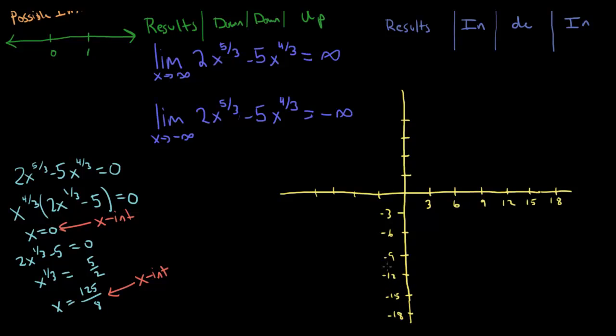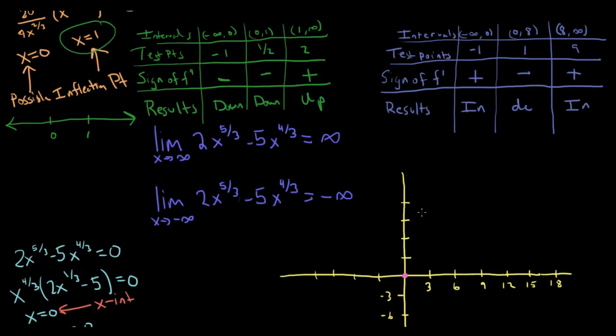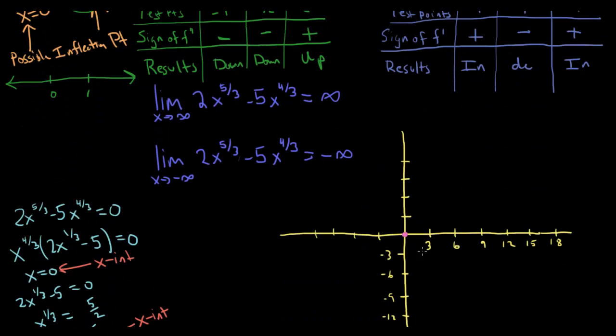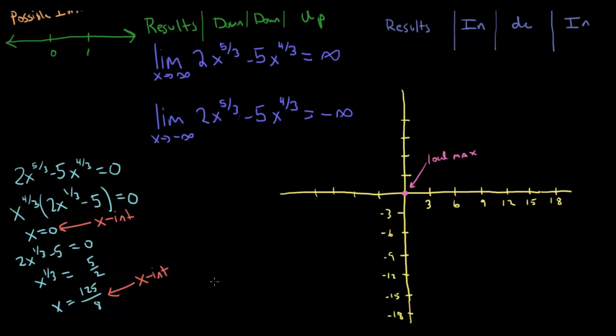Now let's start plotting these points that we know about. We know that we have a 0, 0. Let me just double check. I think we said that was a maximum. Yep, local max. Clearly it's also an x-intercept and a y-intercept. We know that we have an x-intercept at 125 over 8, which is almost between 15 and 16. So let's just say a little bit over 15, about right there. So that is nothing but an x-intercept. To find that, all we did was a little bit of algebra.